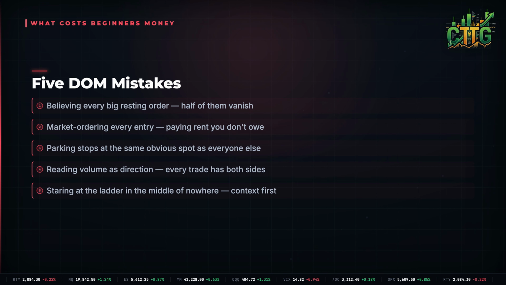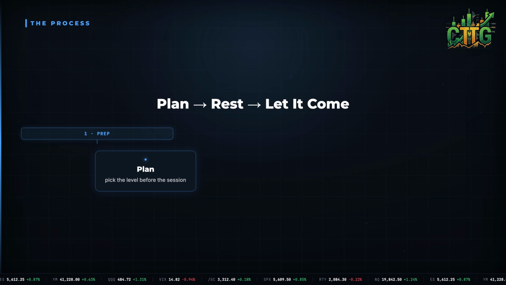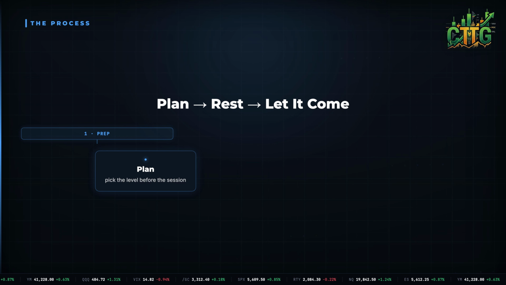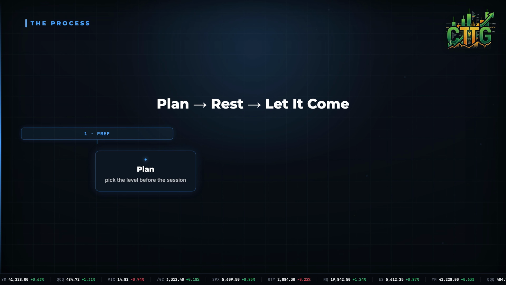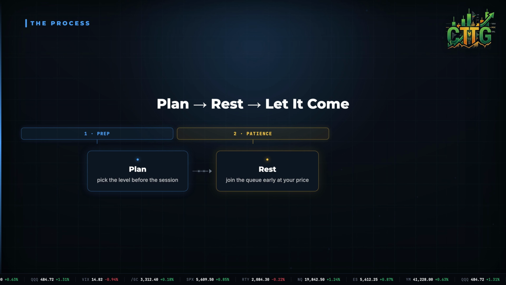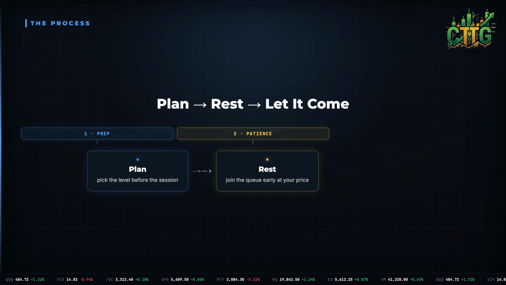So the process is simple. First, plan the level before the session using structure. Value areas, prior highs and lows. Second, rest your order there. Join the queue early and let the queue work for you instead of against you.